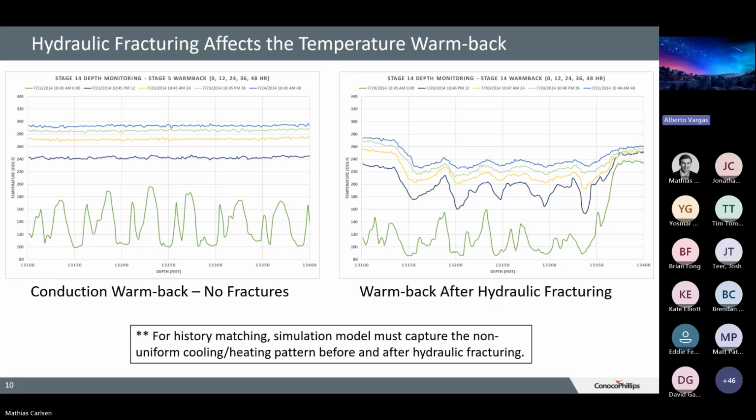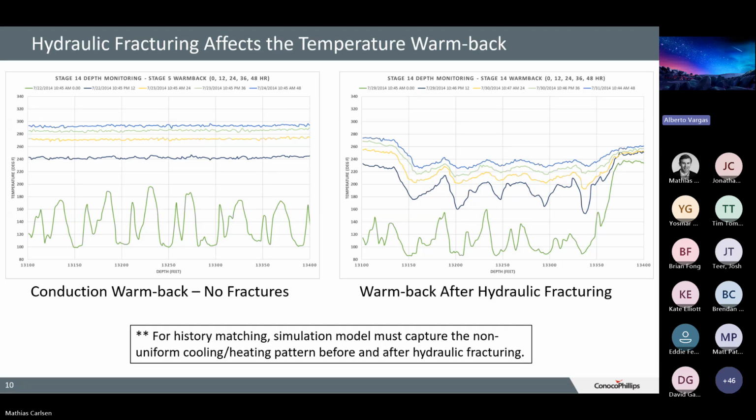And I like this plot here on the left. This shows you what it looks like when it warms back up. So think about it again as you're way down by the heel and you're fracturing down at the toe. And then when you stop fracturing there, that temperature profile warms back up and it looks nice and flat. On the right, this is what it looks like after you hydraulically fracture. You have a different signature here.